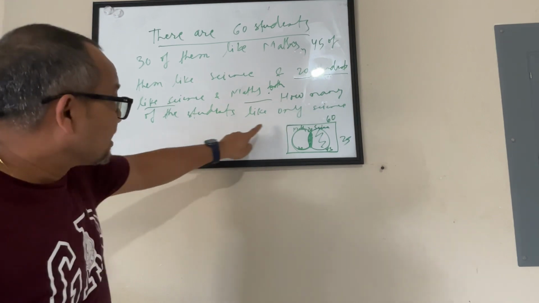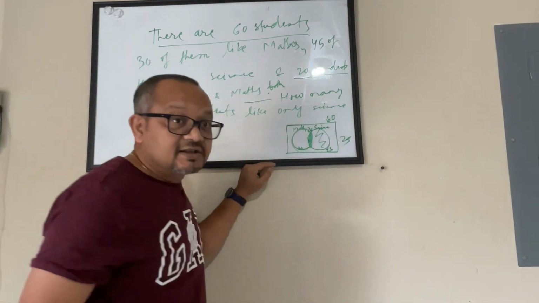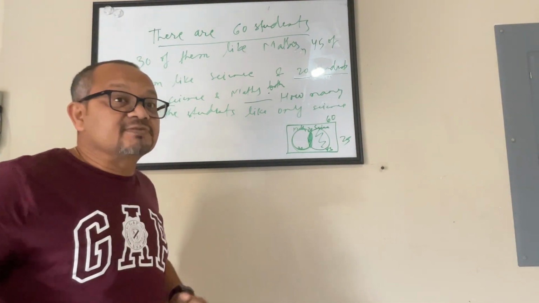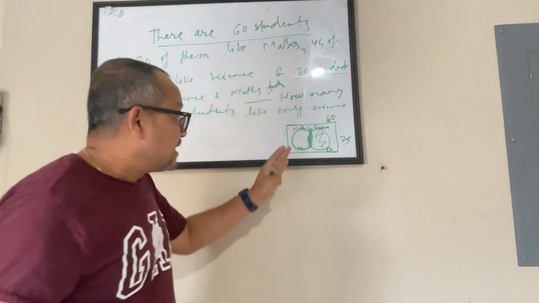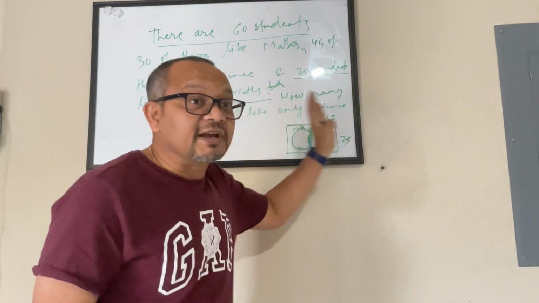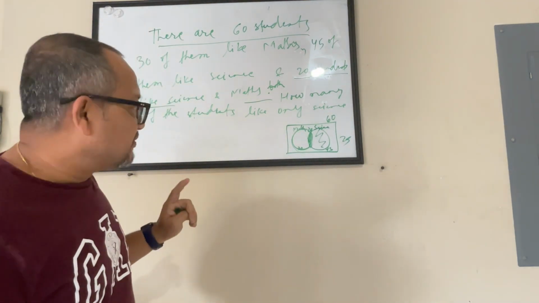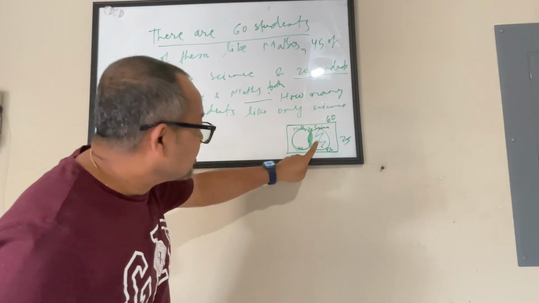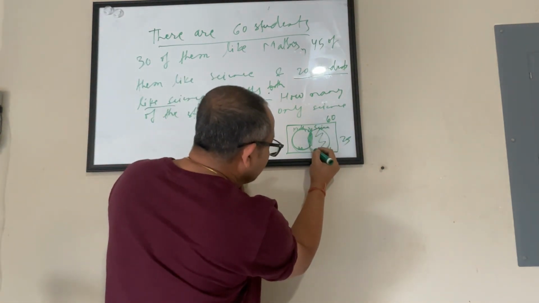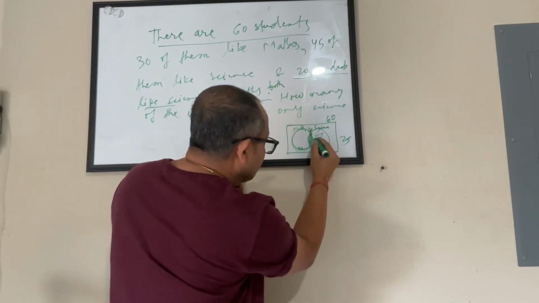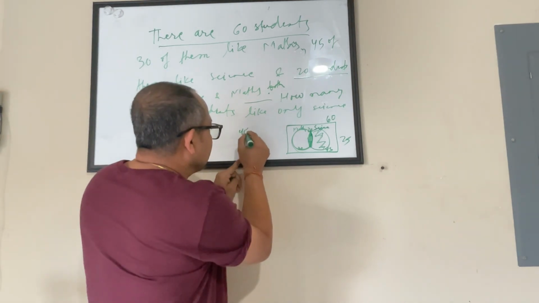How many of the students like only science? See, this part, the colored green one here, is the group of students who like maths and science both. Everything white here is the students who like only science. What this part says is only math. The question was, what is the total count of students who like only science? So in this circle of 45, 20 is taken by this common piece. What is remaining is 45 minus 20.